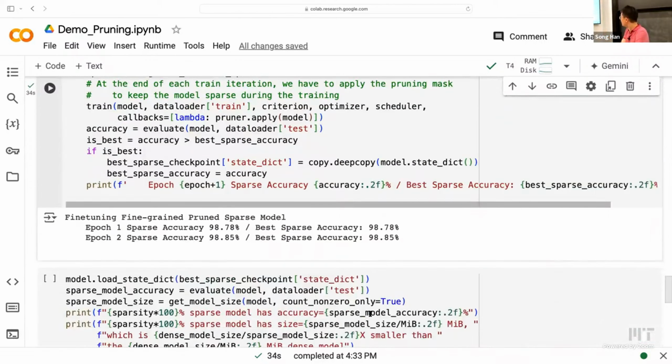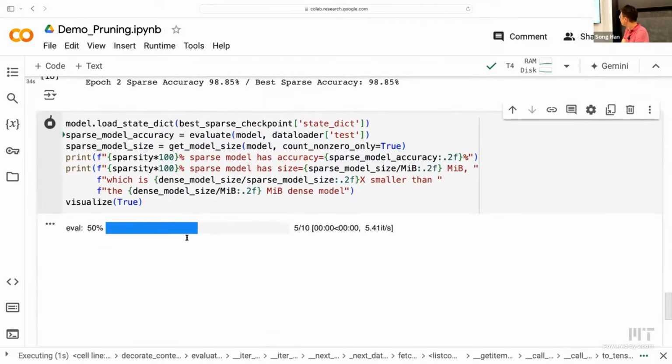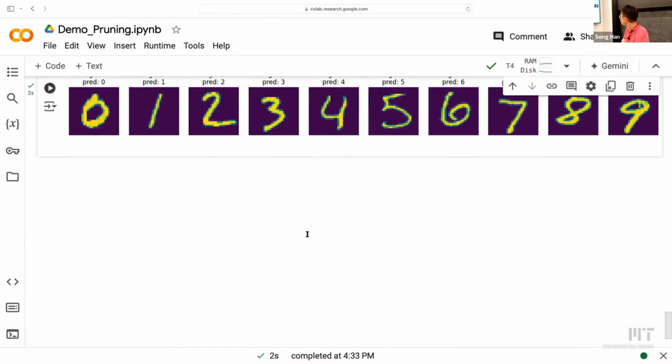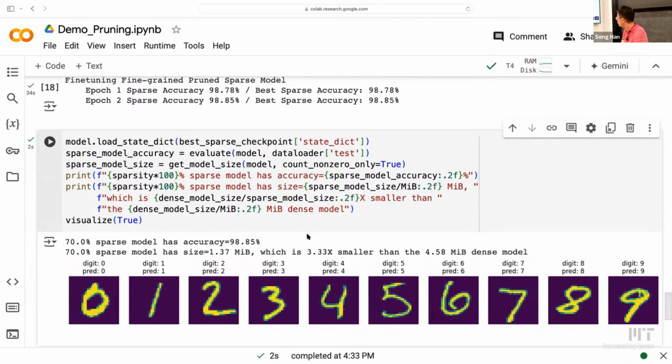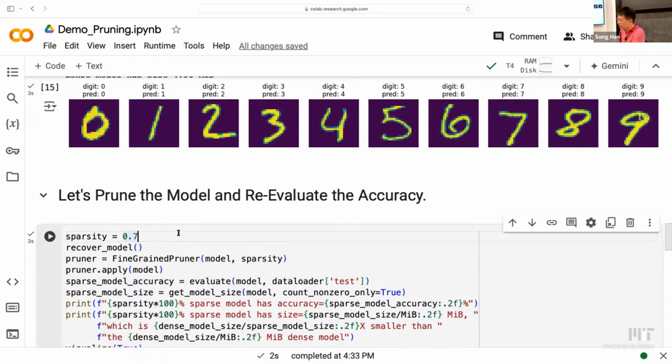So what shall we do? Let's visualize them. Let's load the model, and for these 10 examples, they are all correct. We're showing that by pruning and retraining the remaining model, we can pretty much recover the accuracy loss from 94% back to 98%. So let's do something more aggressive rather than pruning away 70%. Let's do 90%.